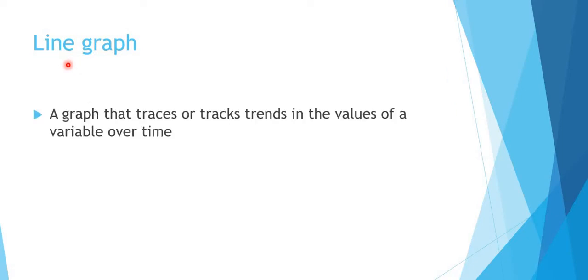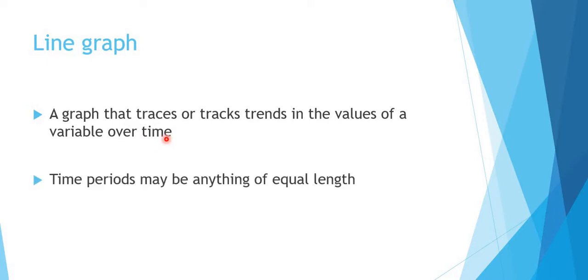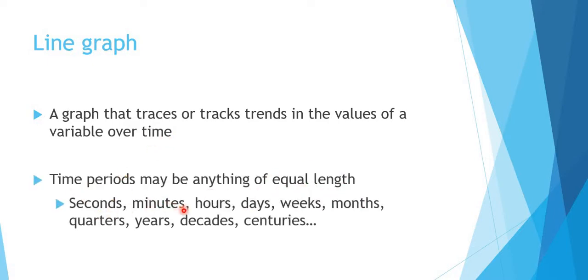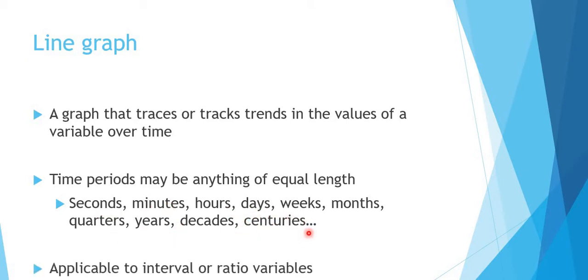And the last of the graphs that we would like to talk about is the line graph. So the line graph is a graph that traces or tracks trends in the values of a variable over time. So time periods may be anything of equal length: seconds, minutes, hours, days, until years, decades, centuries. And they are applicable to interval or ratio variables.